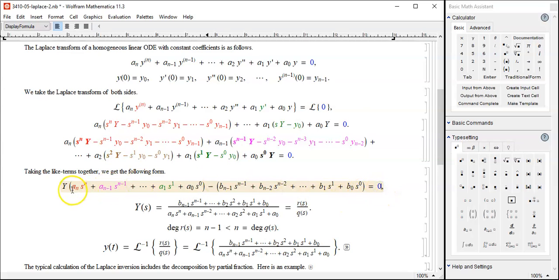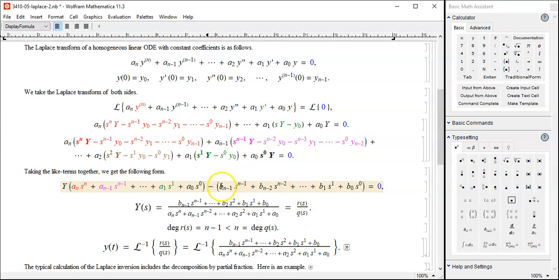You see, we get s to the whatever power times the coefficient. Those are all coming from these input derivative rules. So conclusion, we have to have the characteristic polynomial here. Actually, that's a full proof.